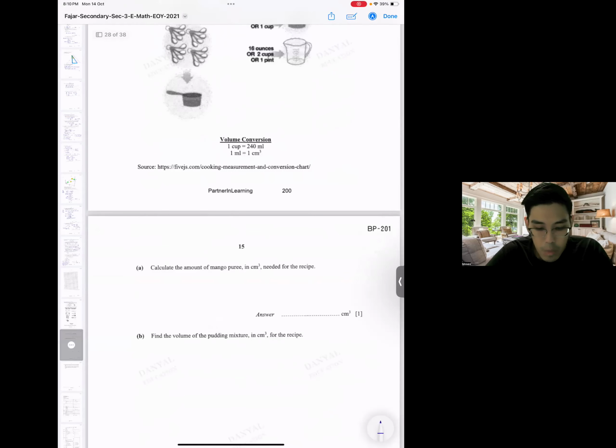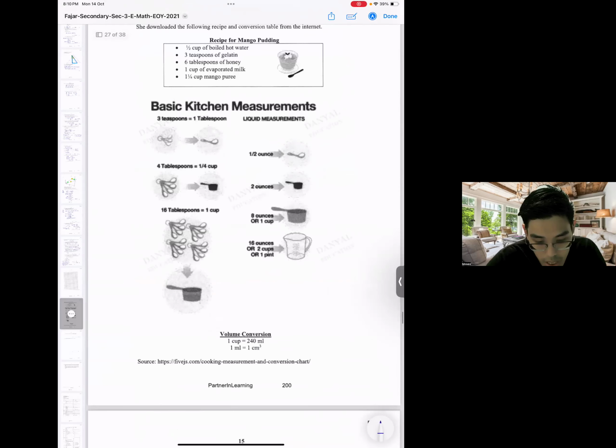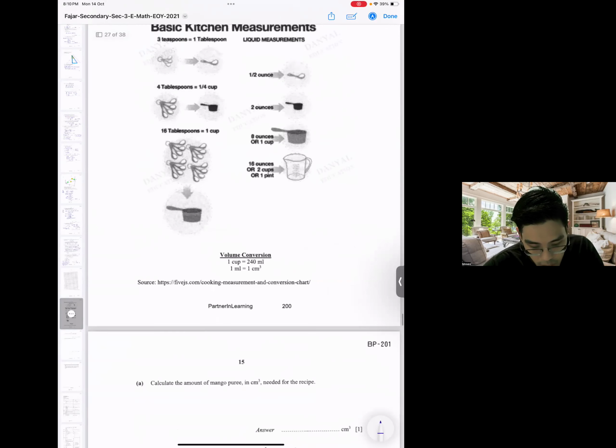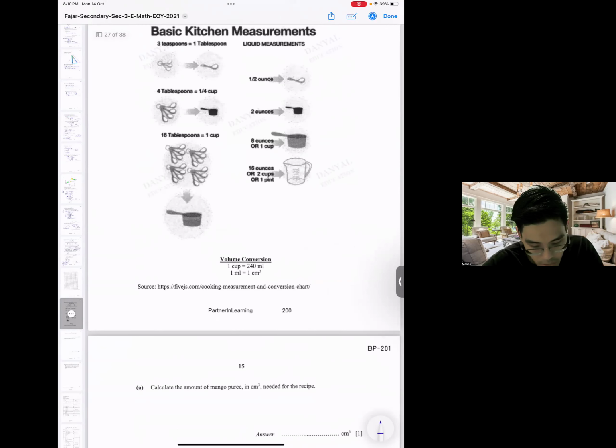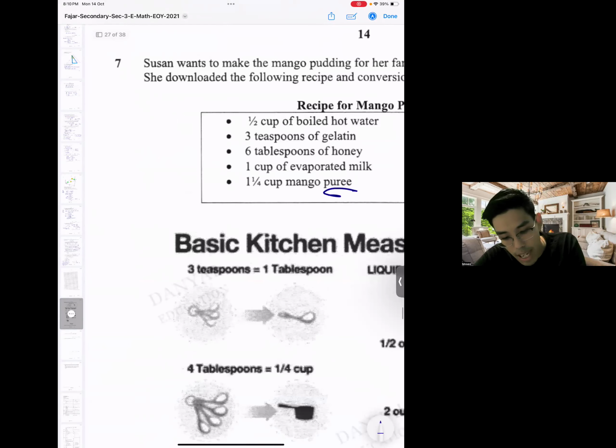Calculate the amount of mango puree in cm cubed needed for the recipe. So it's mango puree. Mango puree is here. Okay? Some conversion is given, in cm cubed. So it's a 1 1/4 cup.